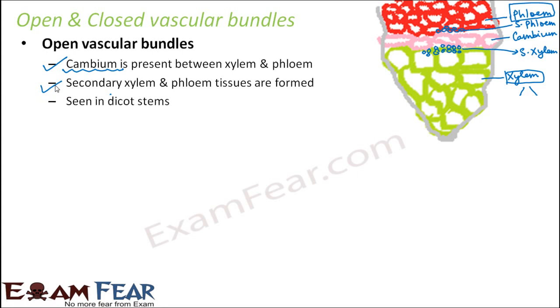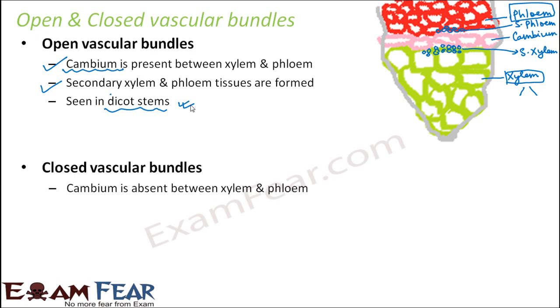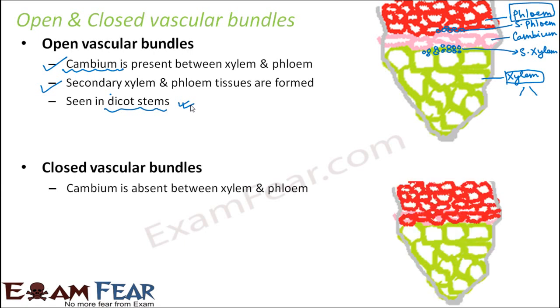So where do we see open vascular bundle? We see this type of vascular bundle in dicot stems. So when we talk about the structure of dicot stem, we will actually see open vascular bundle where cambium is present. Closed vascular bundle means there is no cambium present between xylem and phloem.